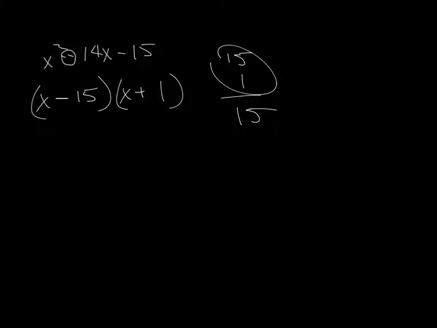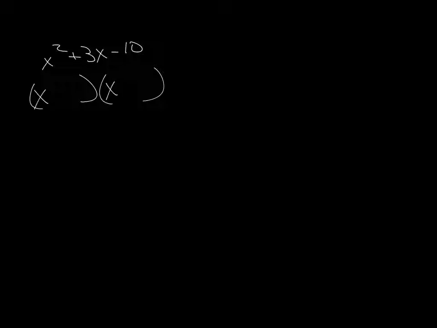Alright, let's keep moving along. Next example. X squared plus 3x minus 10. Okay, make our parentheses, x there, x there. Two numbers multiplied together that give me a 10. Well, 2 and 5 multiply together to give me a 10. Can I get a 3 if I take the difference? I sure can. So I know my answer is going to be a 2 and a 5.